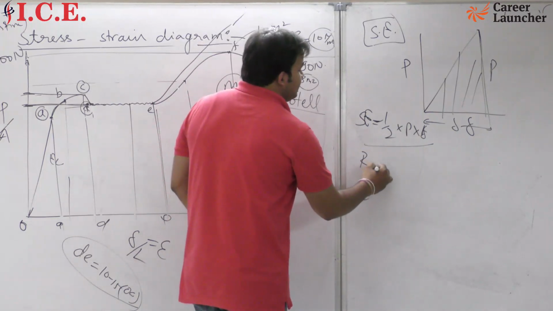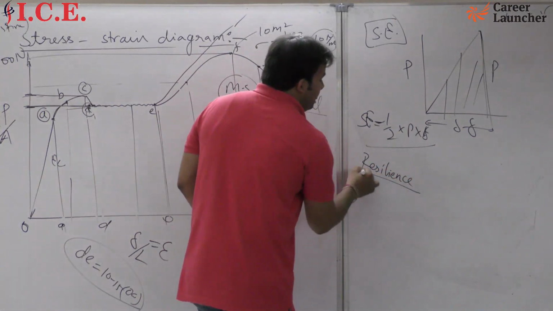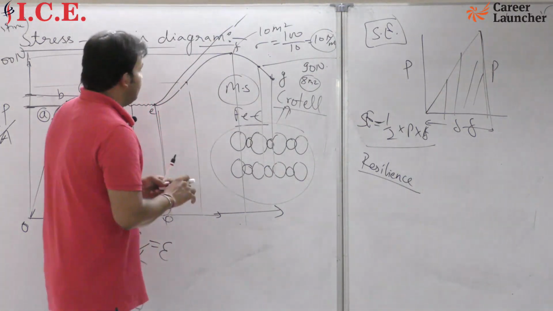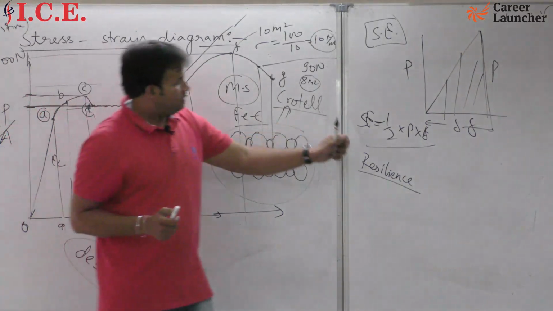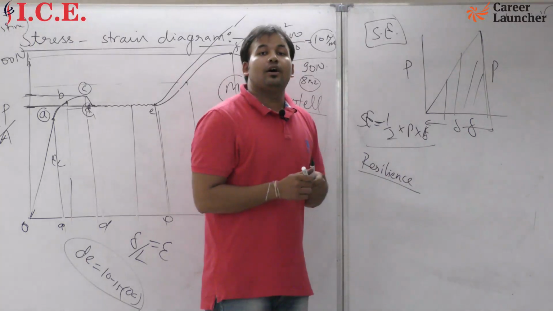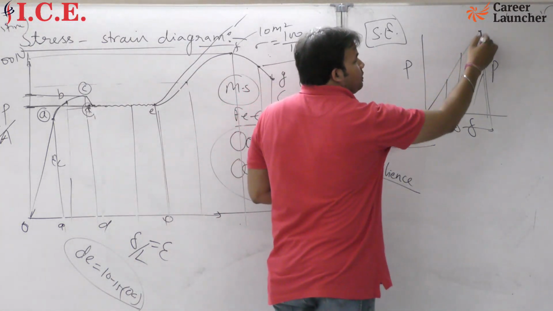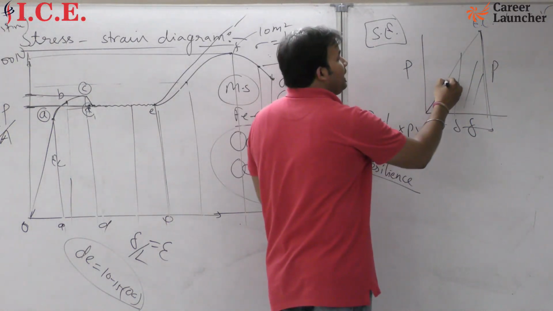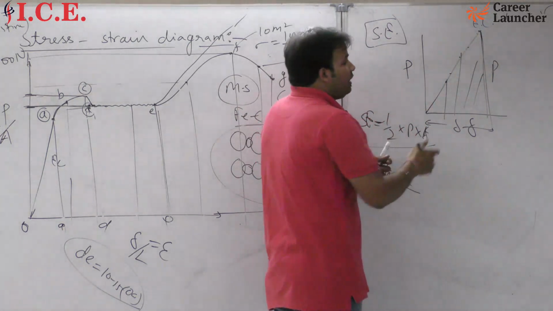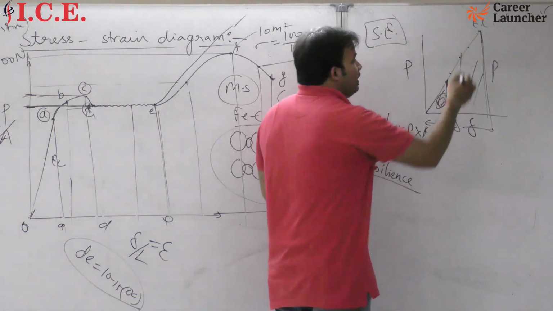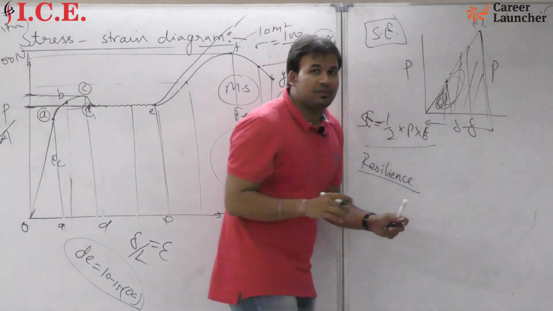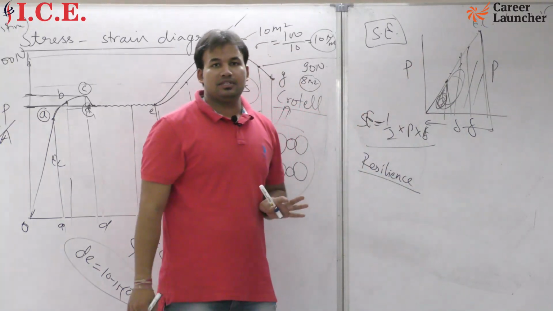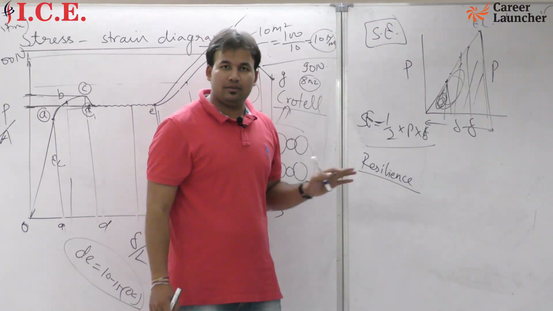Now the question is, what is resilience? Then I will say that resilience means energy absorbed by the object within elastic limit. Suppose this is your elastic limit, then at any point before the elastic limit, anywhere here, if it is here, then this total area, it means we can say that the total energy absorbed by the object within elastic limit, that will be your resilience. Okay, got it?